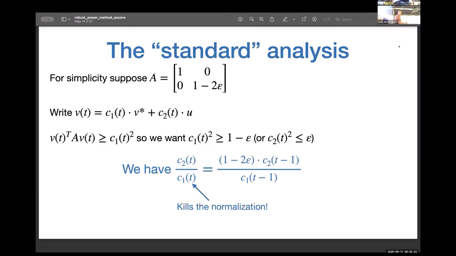And it's nice to actually look at this ratio. So when you do the power method, there's this normalization step, but you don't really care about the normalization step, because somehow the ratio kind of kills the normalization. Okay, so it's very nice.